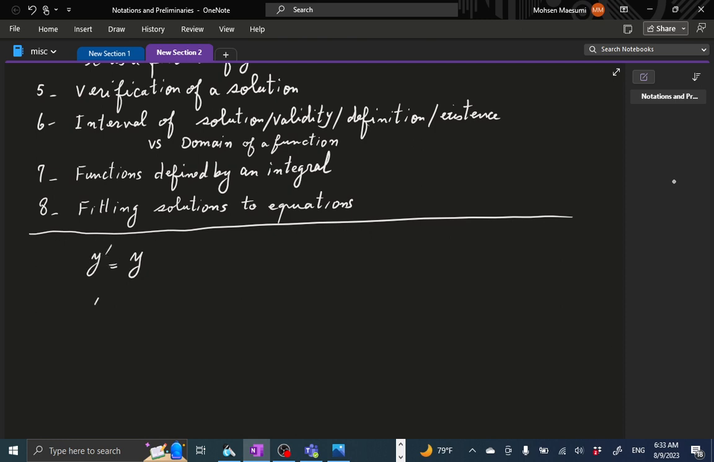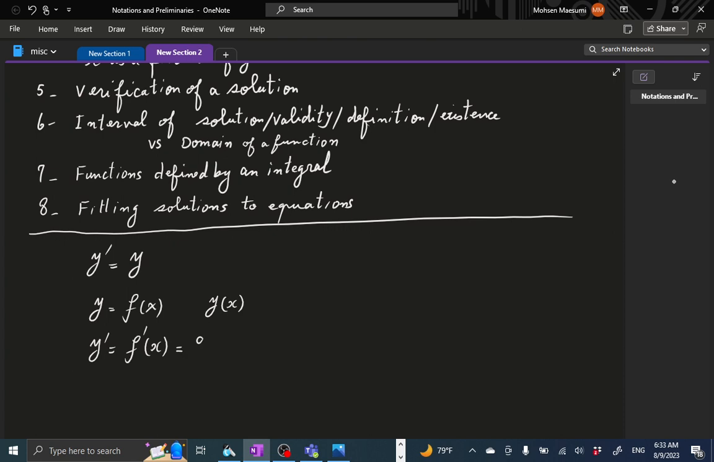So y itself is supposed to be a function of x. So typically we write y is equal to f of x. Sometimes to abbreviate even further, at the risk of a bit of confusion, we might use the notation y of x. So instead of another name, we just use the name of the output as the name of the function. And then what is meant by y prime? Y prime, of course, means the derivative of f with respect to x.